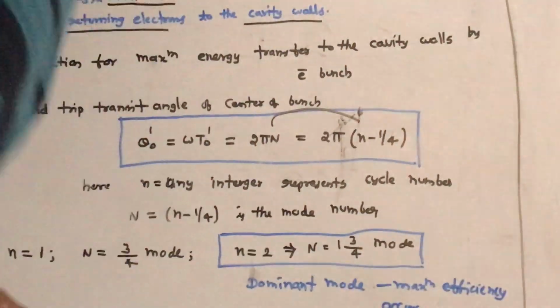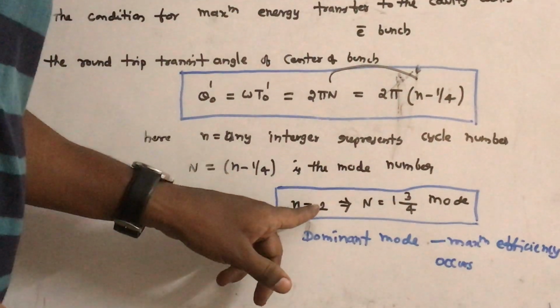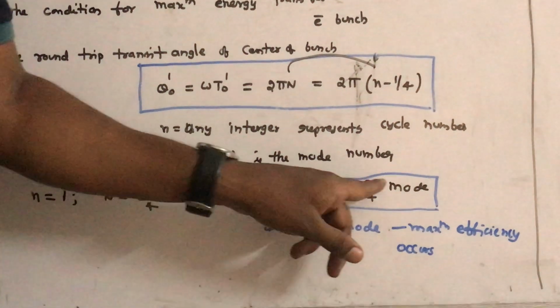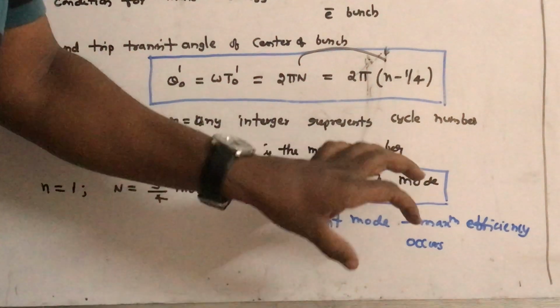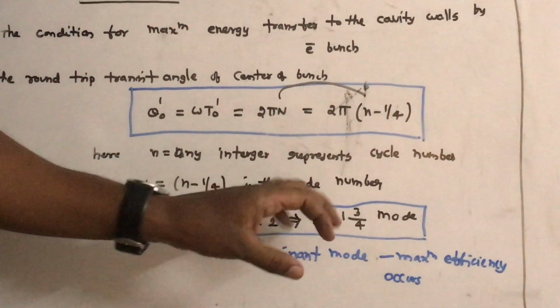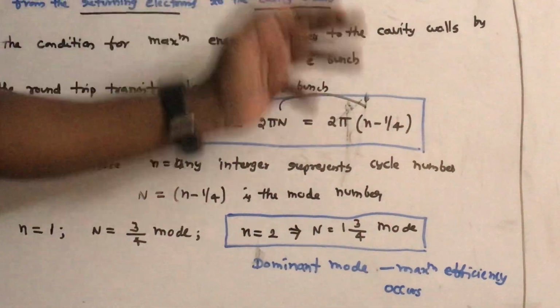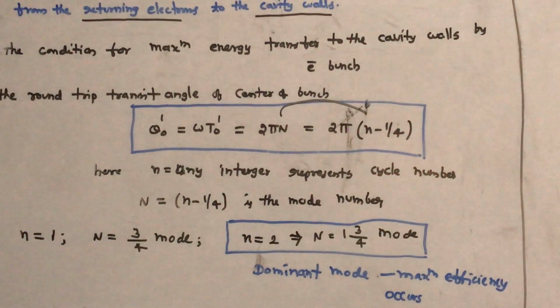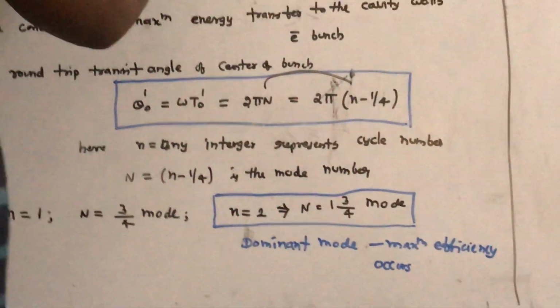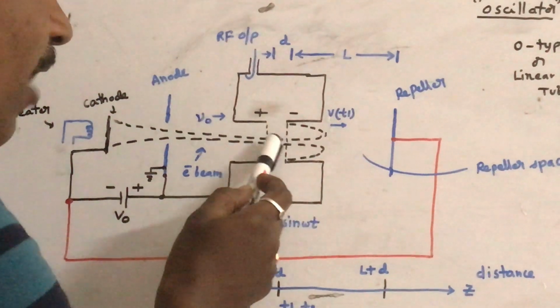So you have to remember what is the dominant mode of reflex Klystron: 1, 3 by 4 mode, or small n is equal to 2, capital N is equal to 1, 3 by 4. This is the dominant mode. For this mode only, the maximum efficiency occurs. Therefore, the maximum amount of kinetic energy is transferred from the electron beam to the cavity walls for this mode. See, the electron beam is returning, so the bunched electron beam is returning back to the cavity gap.